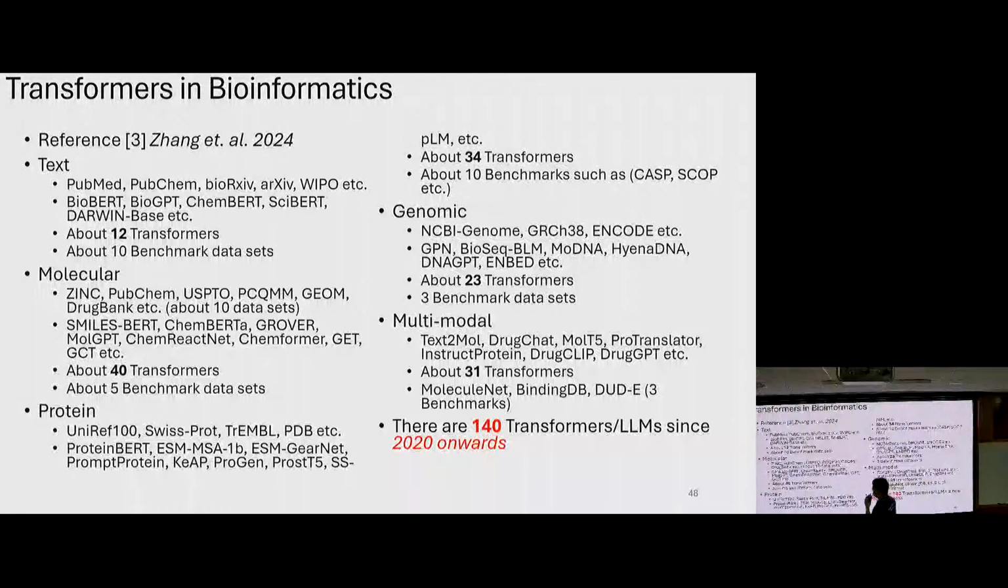For protein, you have UniRef, Swiss-Prot, and so on. There are 34 transformers. For genomic data, you have NCBI Genome. There are about 23 transformers in that area. Multimodal data, you have text-to-mol, DrugChat, MolT5, all of those are LLMs, large language models. The ChatGPT that you are seeing, these are all that kind of models, where you can interact with the model with a textual prompt. It will respond with the knowledge it learned. So there are about 140 transformers applied in biological literature today. Okay? So all of these models make a lot of difference here.